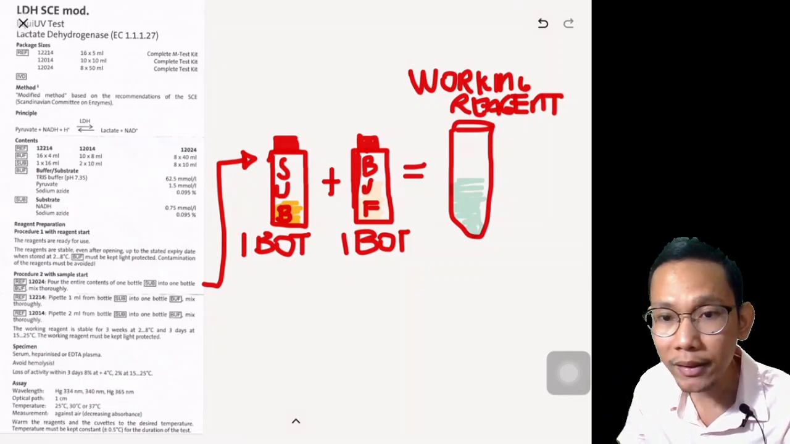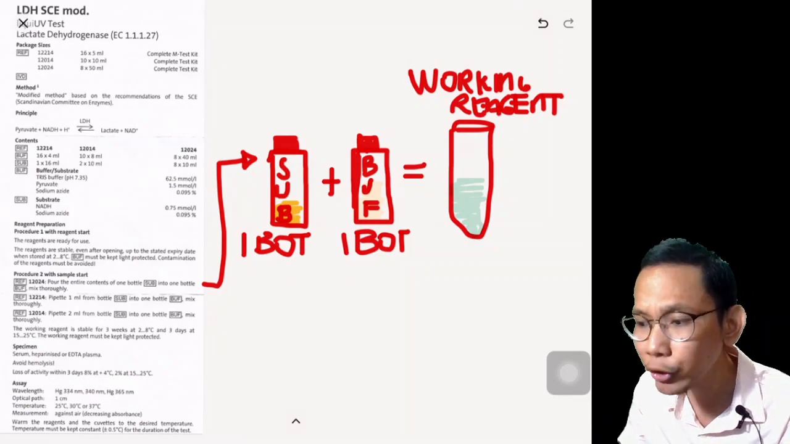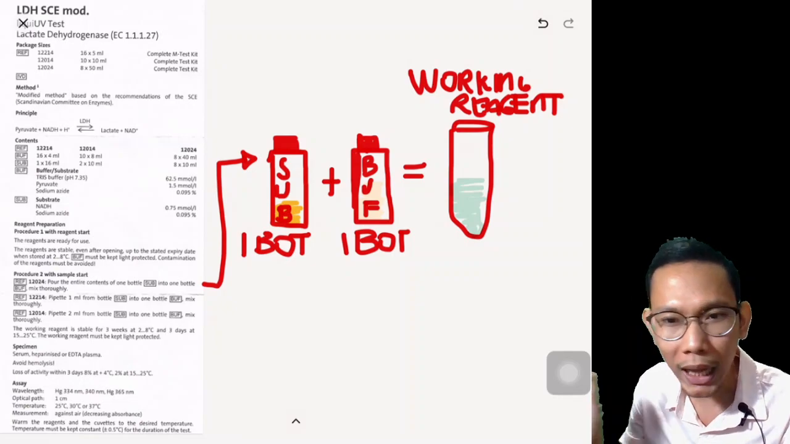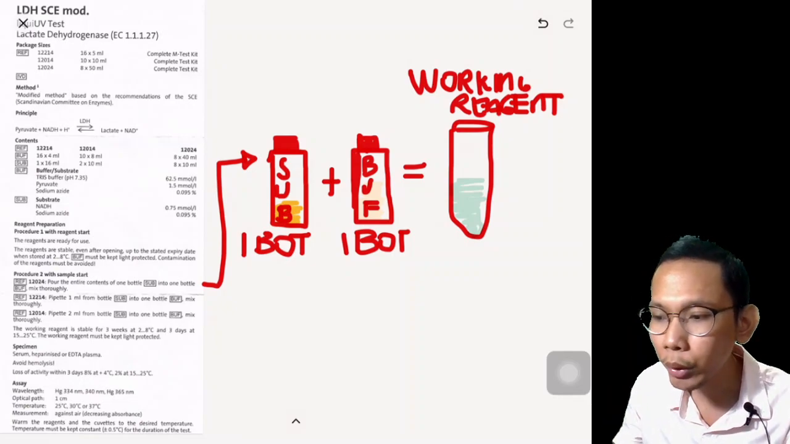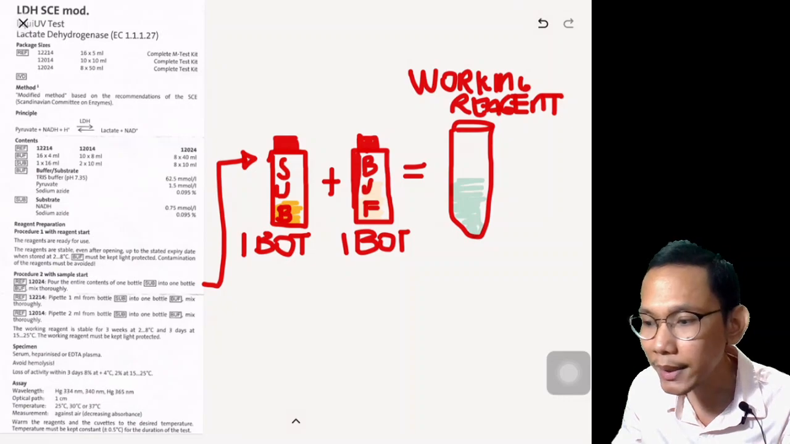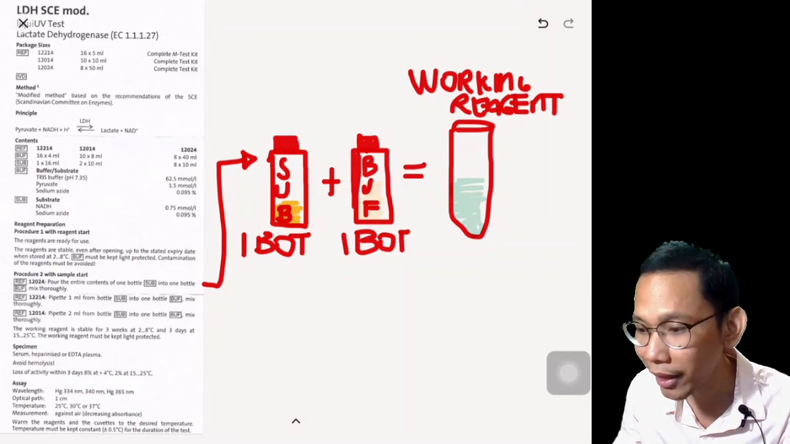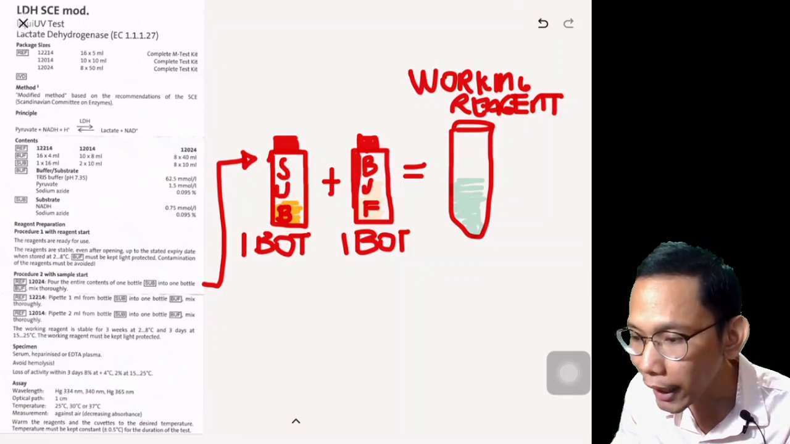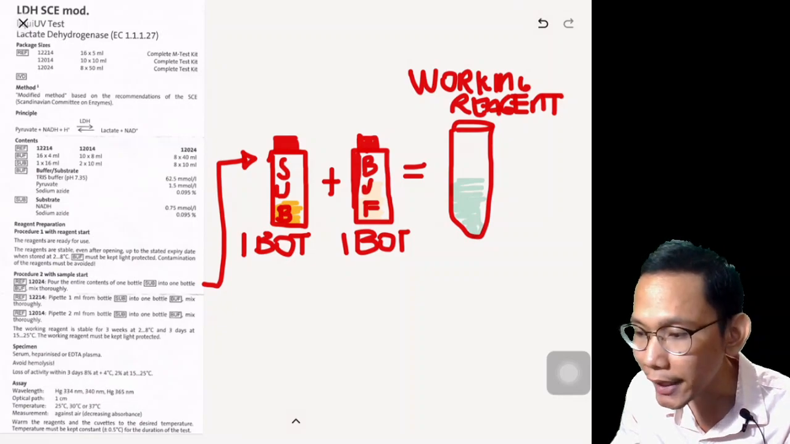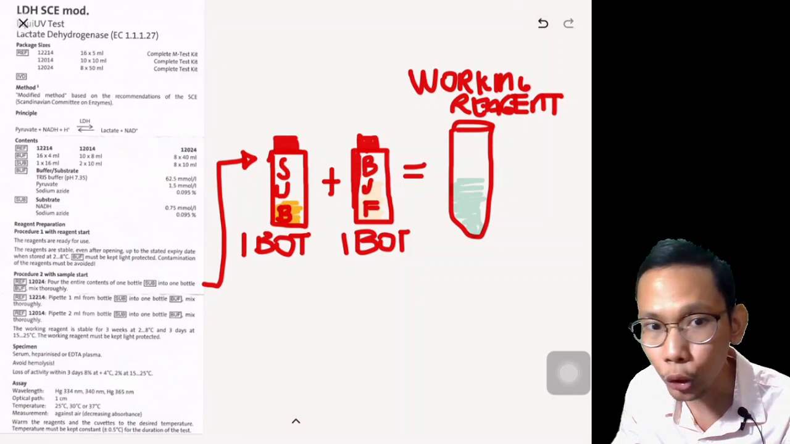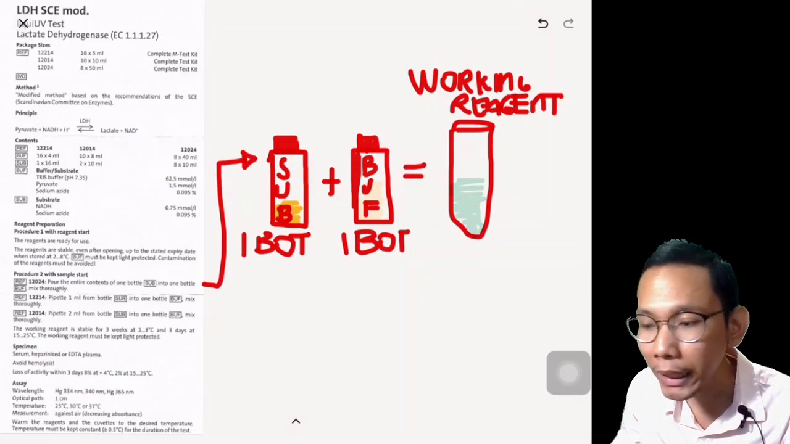Sa procedure 1, simple lang. The reagents are ready for use. Kung anong reagent, yun na yun. Wala nang kailangang i-mix. Pero when we use procedure 2, which is sample start, meron tayong kailangang i-mix. Gagawa tayo ng working reagent. Meron tayong nakalagay na reference dito: 12014, 12214, 12024. Pipili lang tayo kung anong reference ang gagamitin.